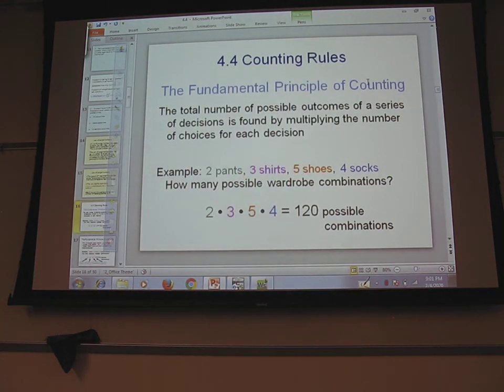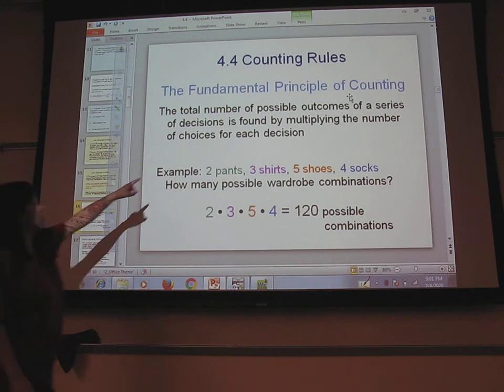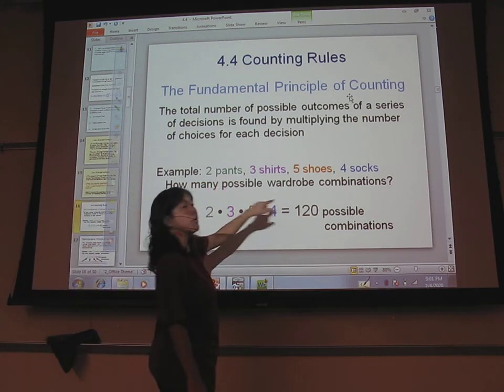All right, so fill in your first blanks. And let's have Soraya go ahead and read. The fundamental principle of counting: the total number of possible outcomes of a series of decisions is found by multiplying the number of choices for each decision. Example: 2 pants, 3 shirts, 5 shoes, 4 socks. How many possible wardrobe combinations? Right, so you can multiply them. 2 times 3 times 5 times 4.